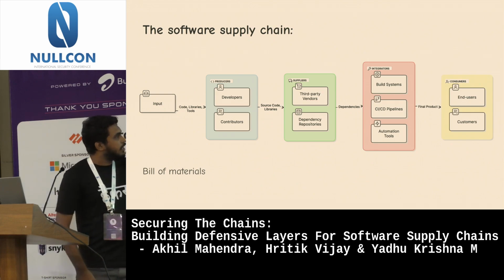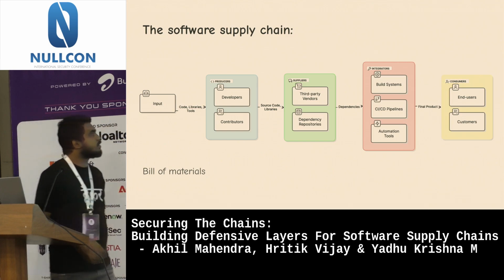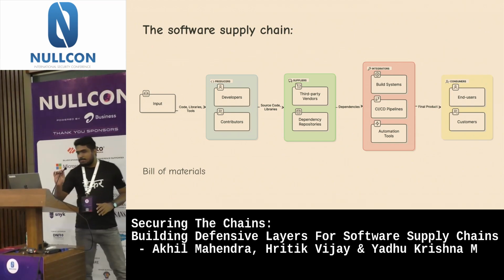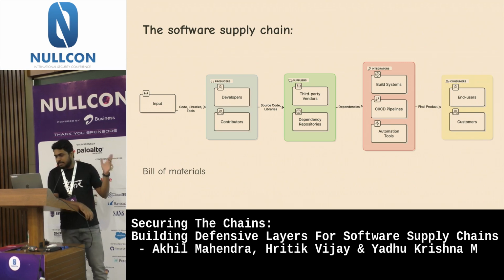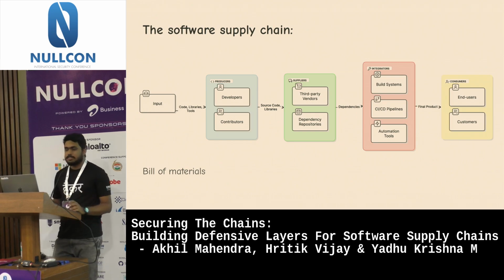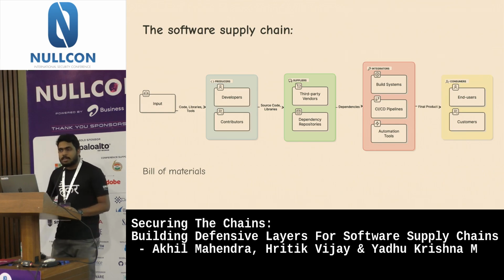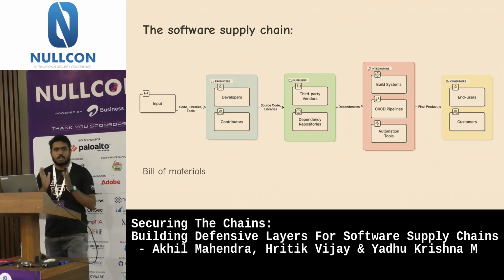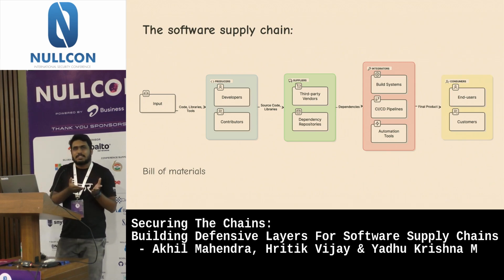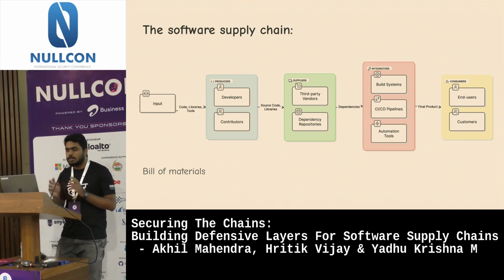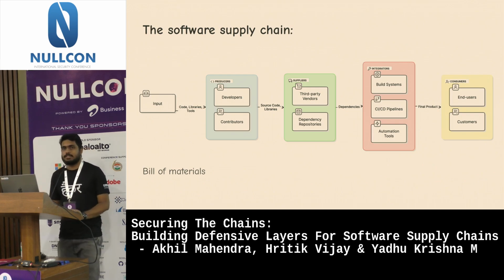Essentially it contains things like developers, contributors, third-party vendors, dependencies, repositories, build systems, pipelines, processes, and everything around it. Here, the bill of materials is something else we should take a look at before going further into the presentation. The bill of materials is what is used to implement the supply chain or the end product. It could be the dependencies that you use, or the third-party vendor tools. All those things that you use would be considered the bill of materials.